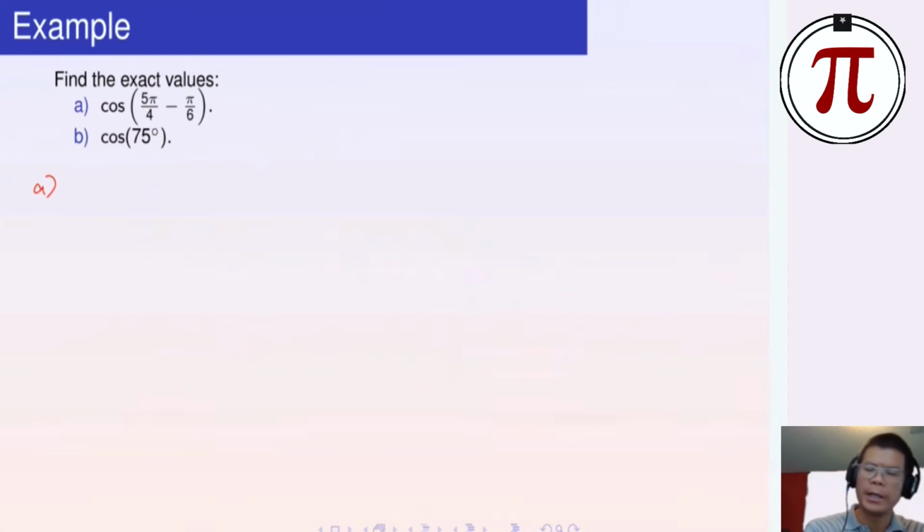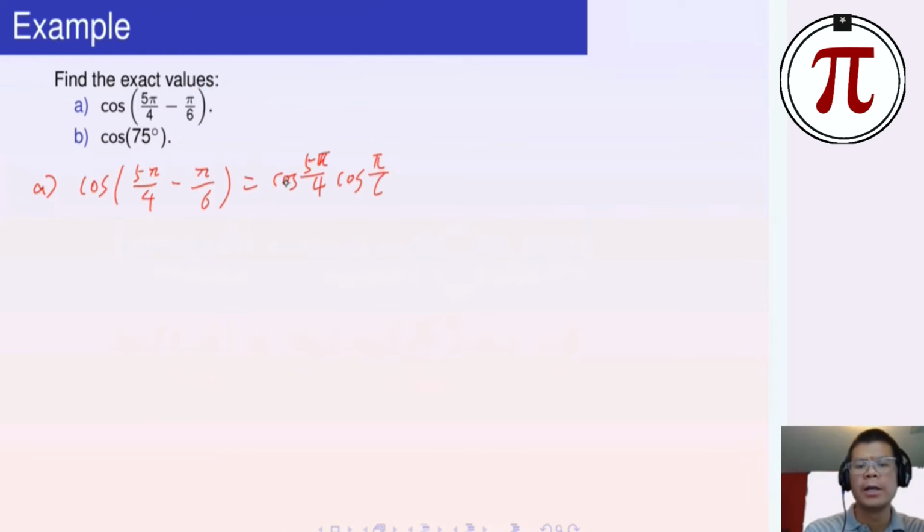Now, firstly, what do you see in A? A here is a difference between two special angles, yes? So for the cosine of the difference, using the formula, what do we have? It is going to be the cosine of the first angle, 5 pi over 4, cosine of the second angle, pi over 6, minus or plus? Plus. It should be plus, because the cosine of the difference is going to be the summation. And sine of the first, 5 pi over 4, and sine of pi over 6. Yes?